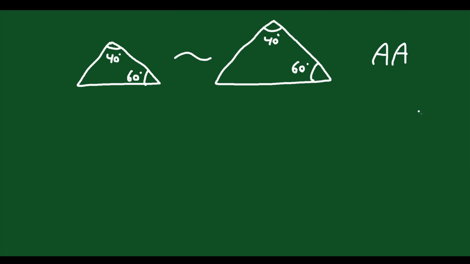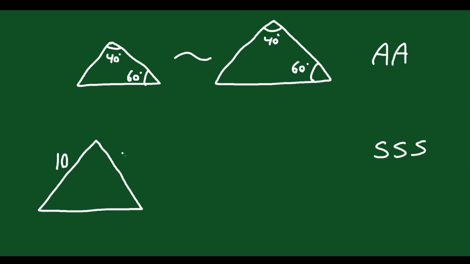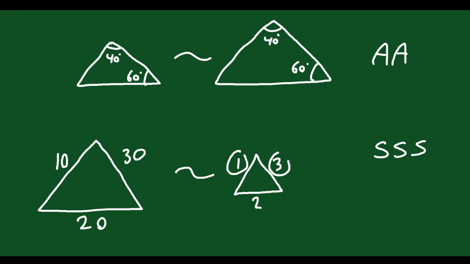There's one other way to confirm, and it's called SSS, or side, side, side. So, for example, if you have a triangle like this that has side lengths 10, 30, 20, that's going to be similar to a triangle that has side lengths 1, 2, and 3, because these side lengths are in the same proportion as these ones, right? You could multiply each one of these sides by 10 to get each one of these sides over here. So this triangle is just a scaled down or shrunken down version of this triangle here. So those are three methods you can use to just confirm that two triangles are similar to one another. Now we also have what's called congruent triangles, and let me write that out for you.